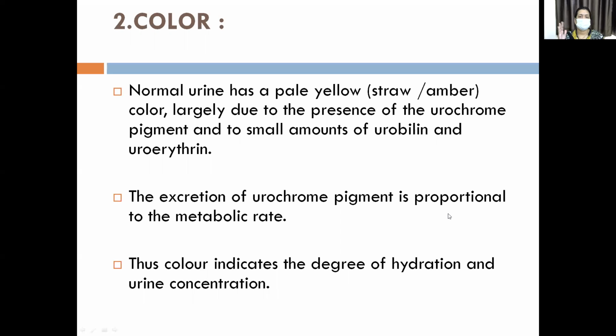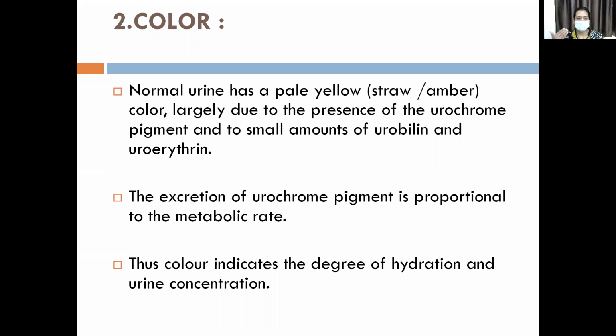Okay, so the first one, appearance. Appearance is usually clear and pale yellow in color, which can be modified as haziness or cloudiness by amorphous phosphates, urates, bacteria, or pus. For that you do different tests, right?